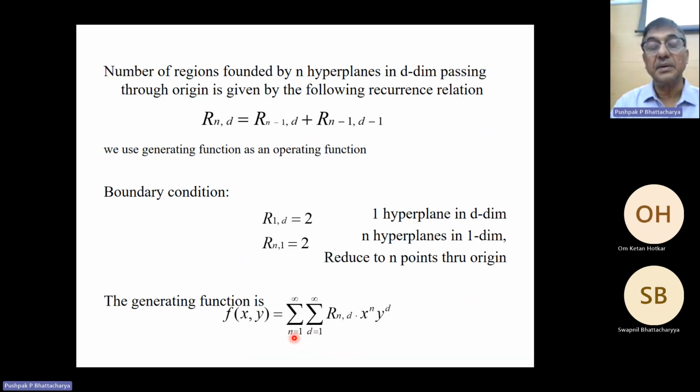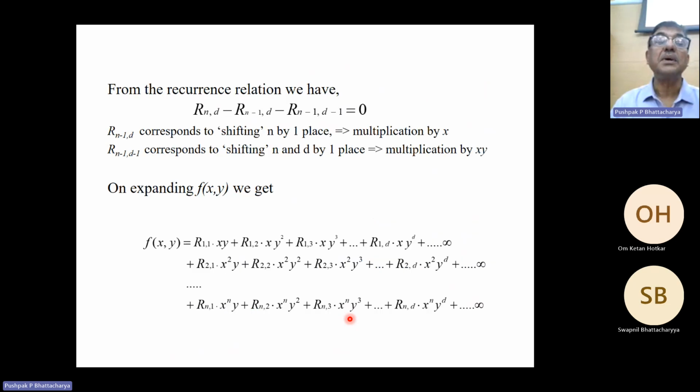F(x,y) is equal to the sum over n equal to 1 to infinity, d equal to 1 to infinity, of R(n,d) x to the power n, y to the power d. So we are interested in the coefficients of this generating function, R(n,d). And as you know, from the recurrence relation, we'll get this kind of constraint: R(n,d) minus R(n-1,d) minus R(n-1,d-1) is equal to 0.